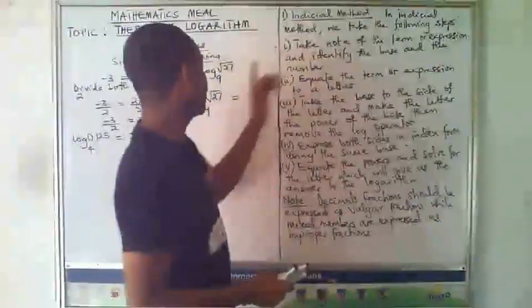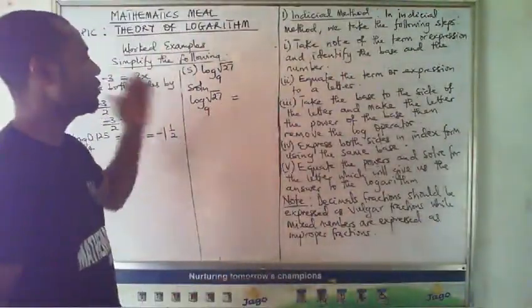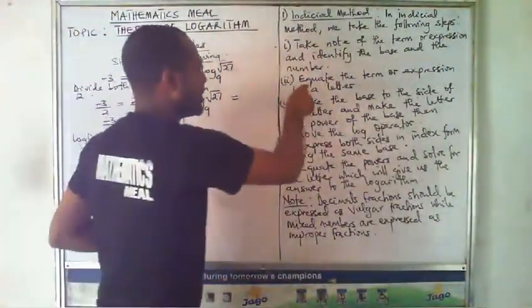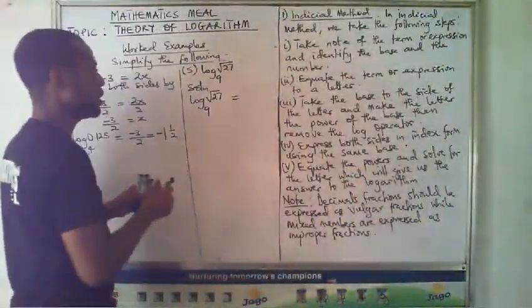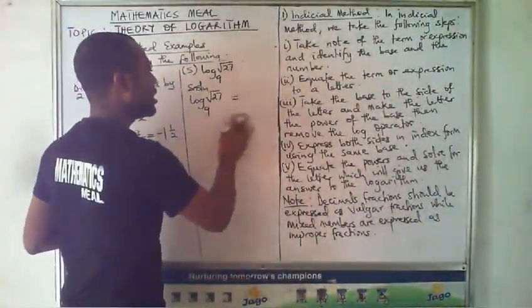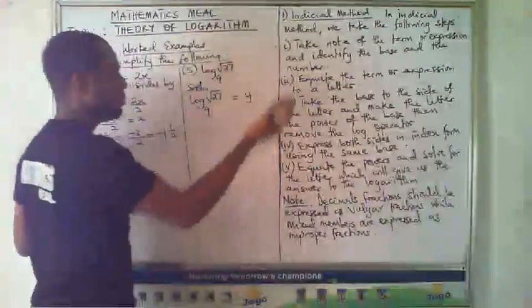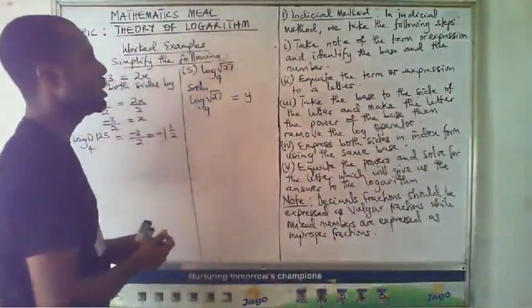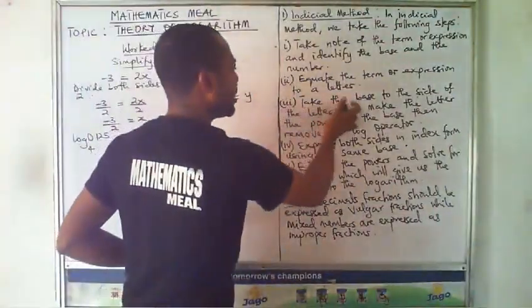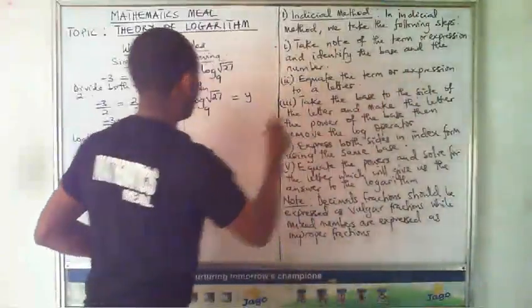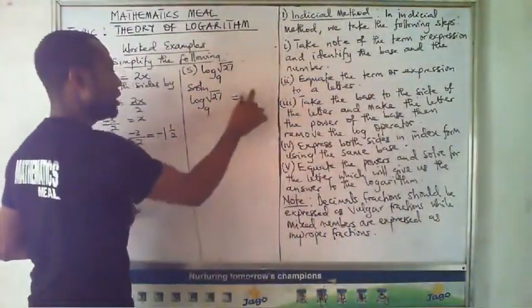Take note of that. Identify the number and the base. Identify them. Then follow this. Equate the term or the expression to a letter. Let me use letter y. Take notes. Okay, take the base to the side of the letter. Take this base to this side.